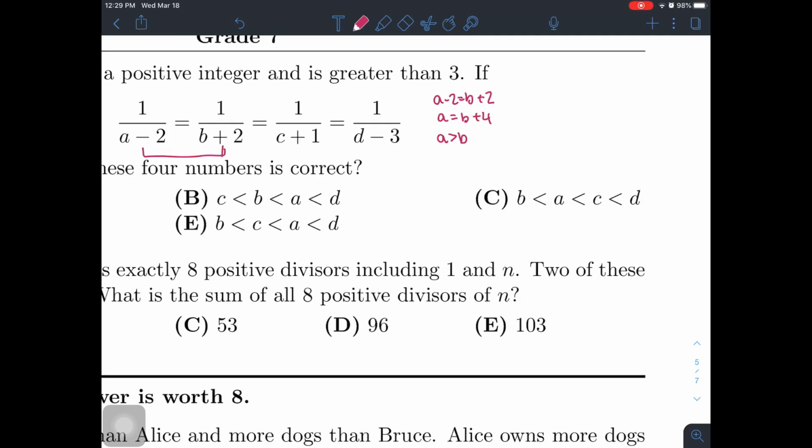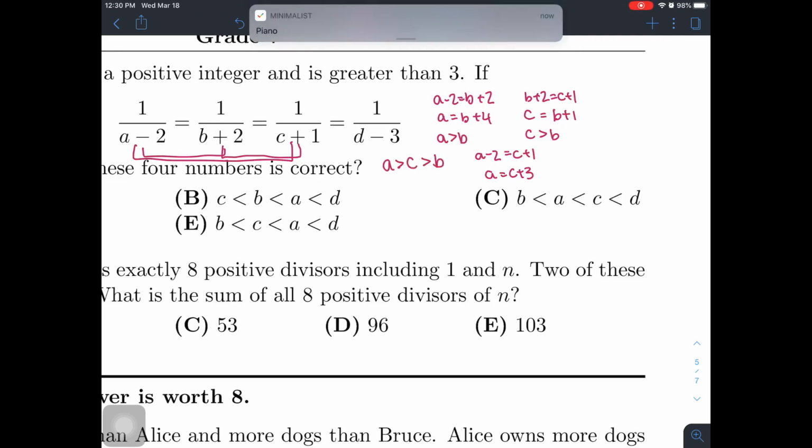If you look at b and c, b plus 2 equals c plus 1. C would equal b plus 1. So C is also greater than B. Then let's compare A and C. Since A minus 2 equals C plus 1, we know that A equals C plus 3. So A is greater than C, which is greater than B.